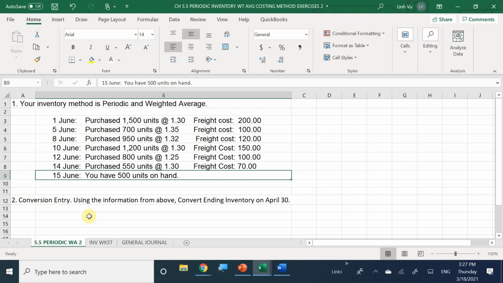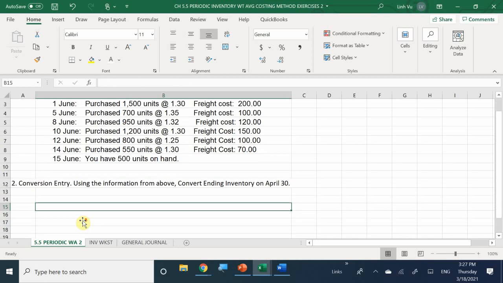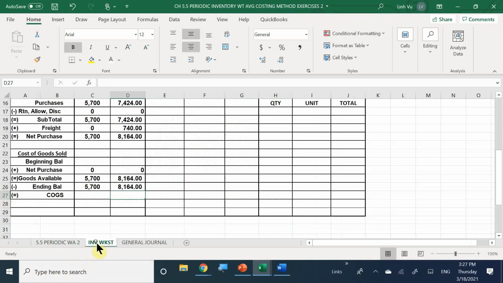That's not on the worksheet. It's not on the worksheet? It's not on mine. Okay. Yes, you had 500 units on hand. Okay, you have 500 units on hand. Okay, I'm gonna double check on yours, okay? So we have total of 500 units on hand.